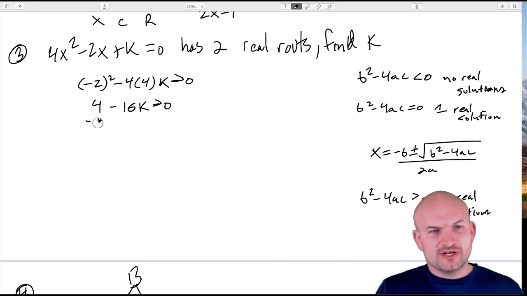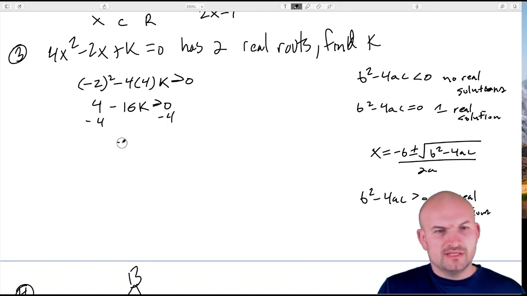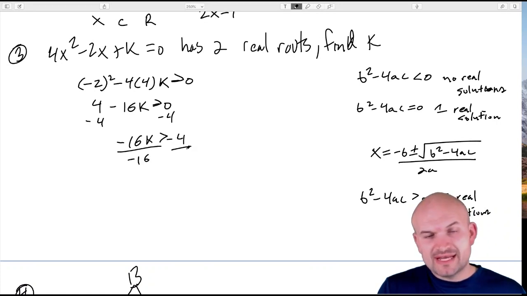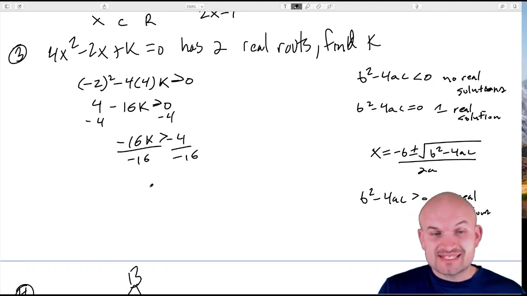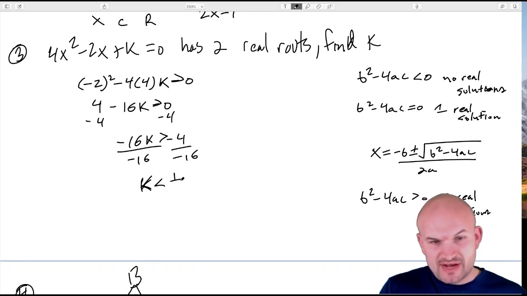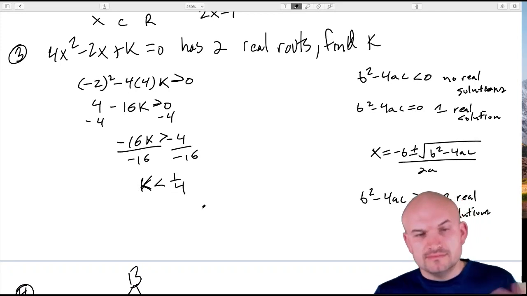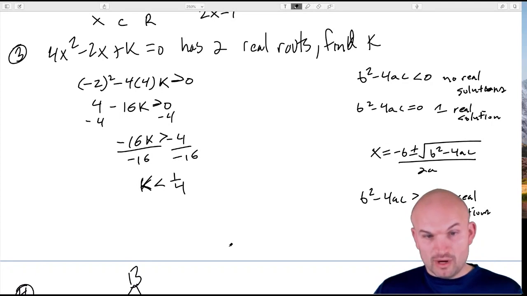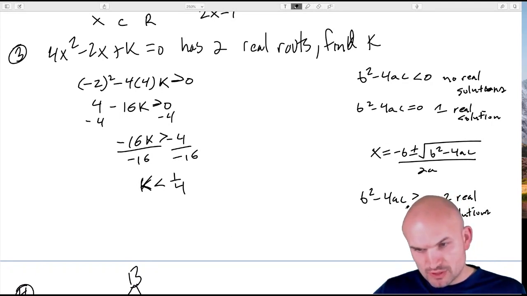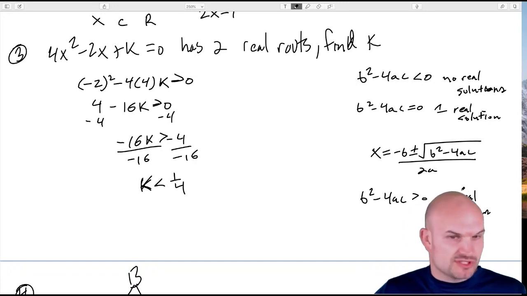So first thing you're going to do is subtract the 4. Then you have negative 16k is greater than negative 4. When you divide by negative 16, remember that's why you flip the sign, right? Good old solving inequalities. That's why it gets flipped, and that's why it's 1/4. So k needs to be less than 1/4. But again, that less than is because that is what we're looking for when we have two real roots or two real solutions.